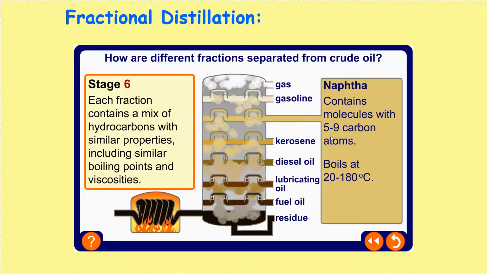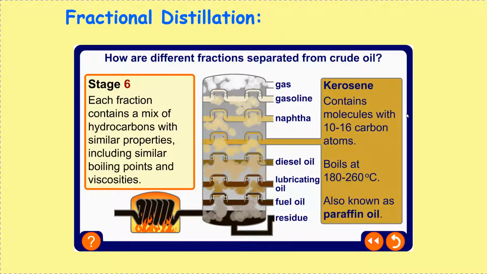Naphtha is another one that's got a slightly longer chain, and it boils at a higher temperature again. So these two, gasoline and naphtha, are quite tricky to separate because they're quite similar. Okay, and it will boil between 20 and 180 degrees. Okay, so those two are quite similar.